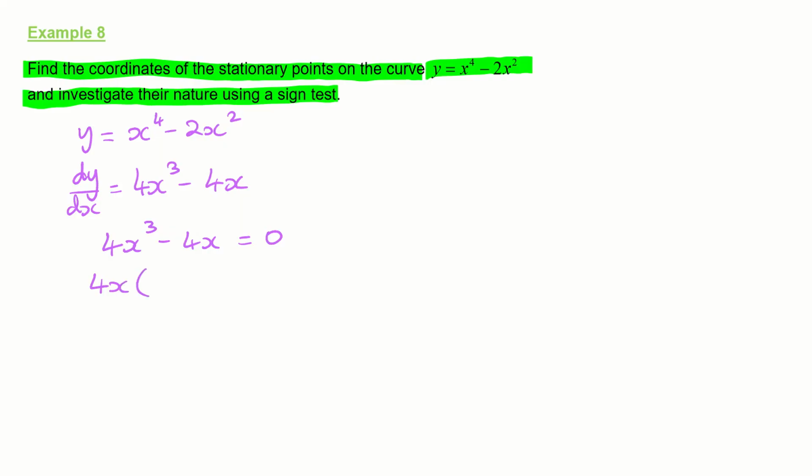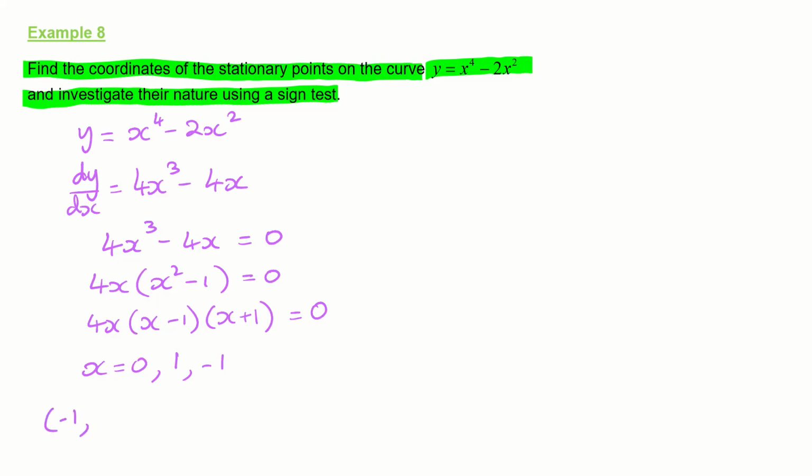So we've got 4x, x squared minus 1. And that would give us 4x, x minus 1, x plus 1, because we have a difference of two squares there. And that gives us x is equal to 0, 1, or negative 1. So as far as coordinates are concerned, if x is negative 1, this would be 1 take away 2, so that's negative 1. If we have 0, then it's going to be 0. And if x is 1, again it's 1 take away 2, so 1, negative 1.